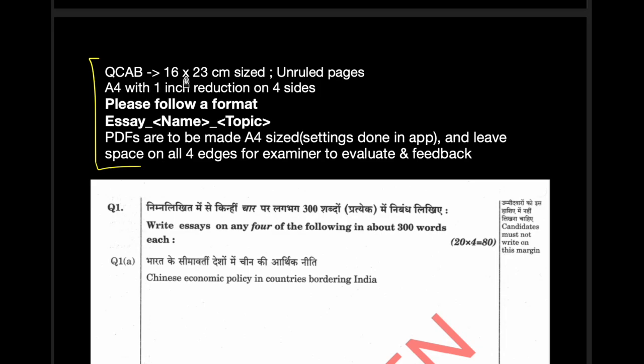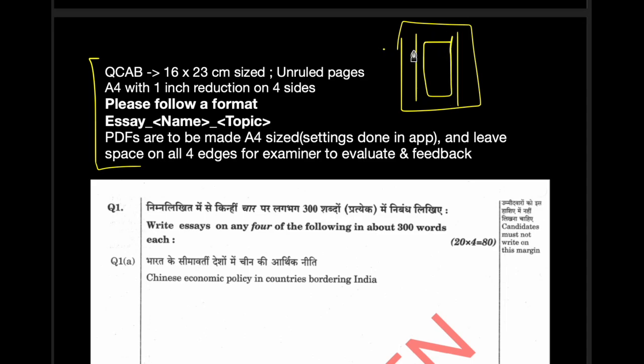Now your QCAB is 16 by 23 unruled A4 with 4 inches. I have already taught this to you. You know the sizes, you know how it is to be done. I'm not going to teach you again and waste 10 minutes of my time and your time. Your time is equally important as mine, and I respect the students' time. That is why I don't take long lectures, because I don't find the use in it. That's why I speak fast.